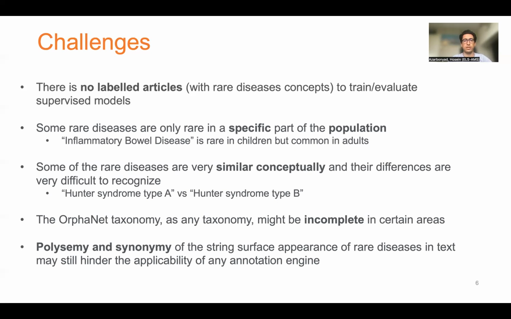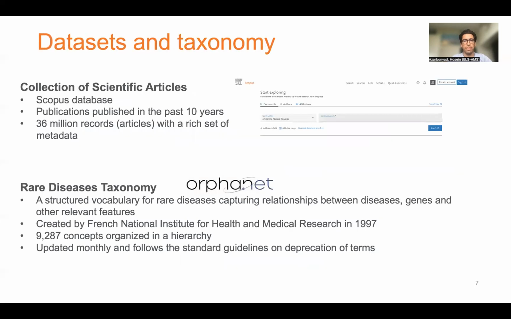And as I said, most of these challenges are open challenges, and we don't have a good solution for most of them, but we are trying to build something that is effective enough and look back at these challenges and try to address them at the later stages. And to index articles with rare diseases, as I said, we focus on the collection of articles we have, which is Scopus. And on the other hand, we use the rare disease taxonomy, Orphanet, to basically track different outputs on different rare diseases.